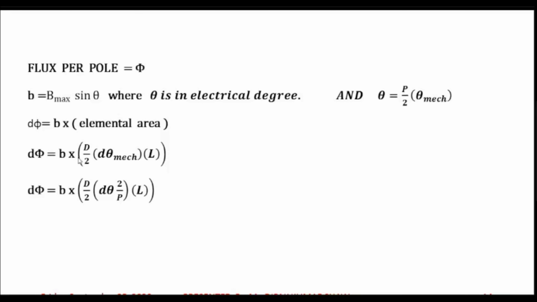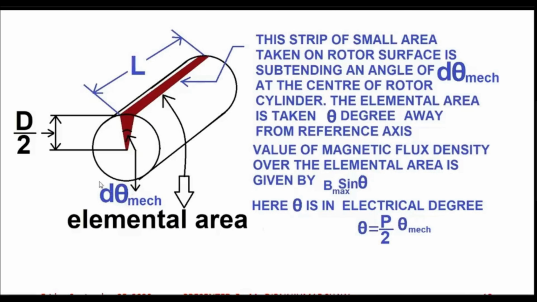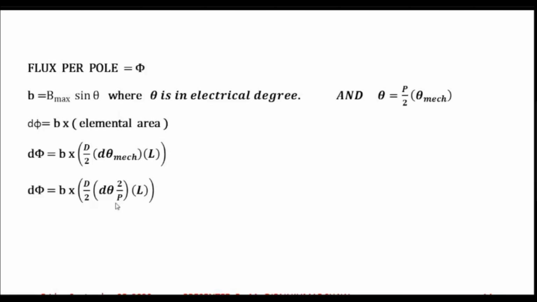These are some simple manipulations. We are rewriting the equation like this. We have considered the angle subtended by this area at the center in terms of mechanical degree, because it was said to be d theta mechanical. So we have converted d theta mechanical in terms of electrical degree by using the relation theta equals P by 2 theta mechanical. So what is theta mechanical? 2 by P into theta. So we have written 2 by P into theta for d theta mechanical.